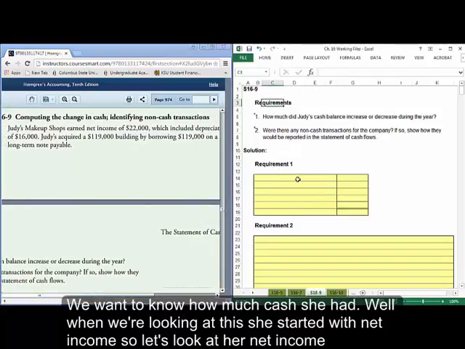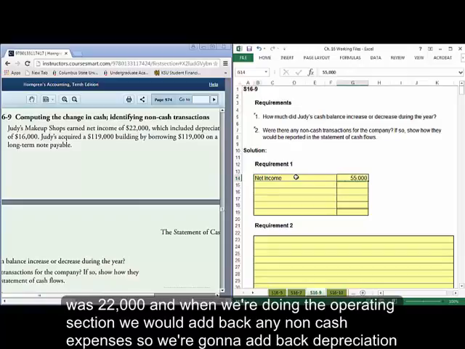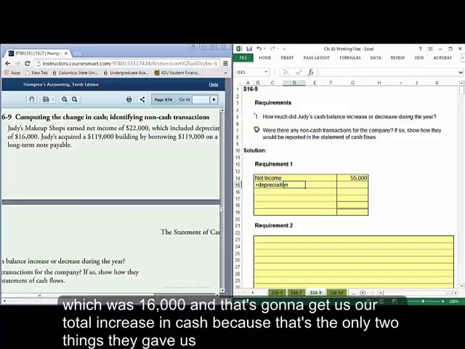Well, when we're looking at this, she started with net income, right? So let's look at her net income was $22,000. And when we're doing the operating section, remember we would add back any non-cash expenses. So we're going to add back depreciation, which was $16,000. And that's going to get us our total increase in cash, because those are the only two things that they gave us.